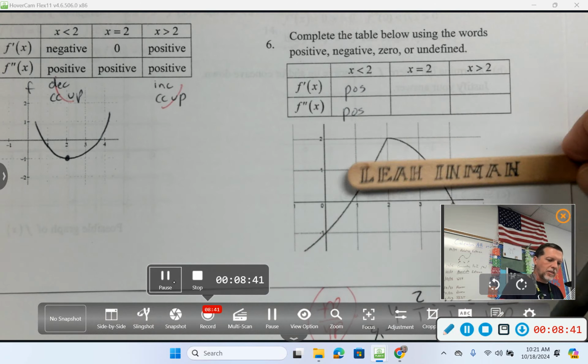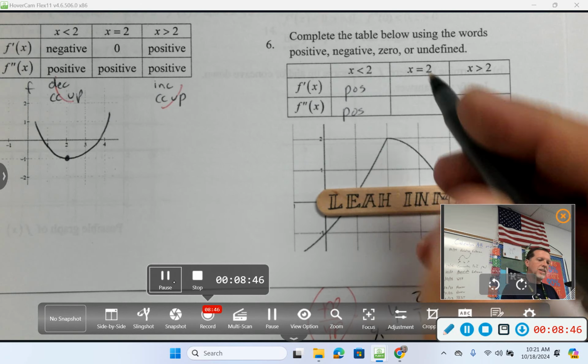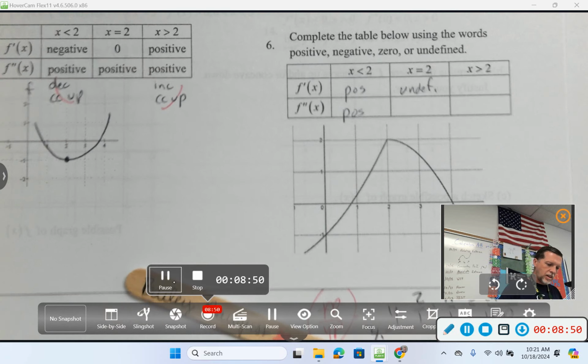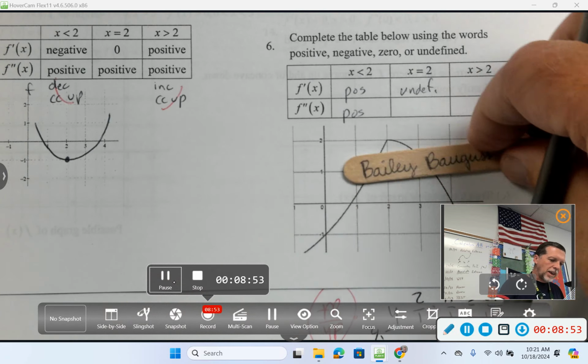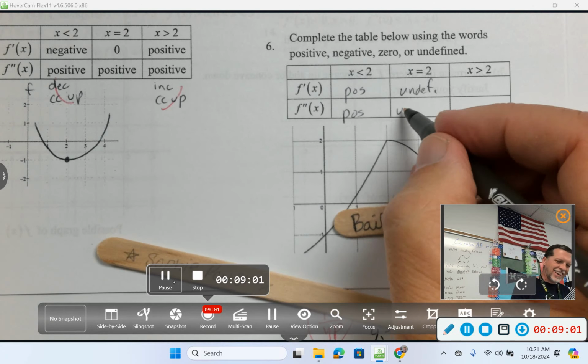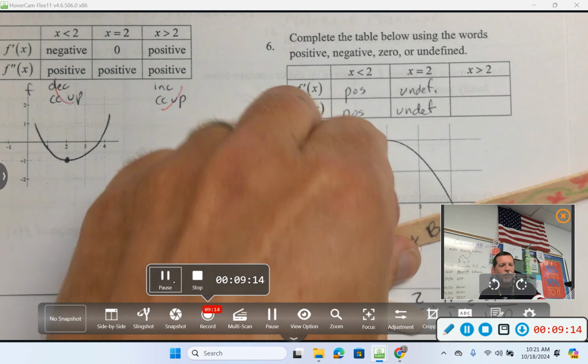Well, I guess we can still answer this. Leah, how about f prime at x equals 2? Undefined. Why is it undefined? Because there's a constant there. Perfect. Bailey, how about f double prime at 2? Undefined. Why undefined? Do you know? It's kind of weird. If a first derivative is undefined, and you think about the order that you go in from a first derivative, then you take the second derivative. But if you're stuck at the first derivative, I don't know that you're going to get the second derivative.